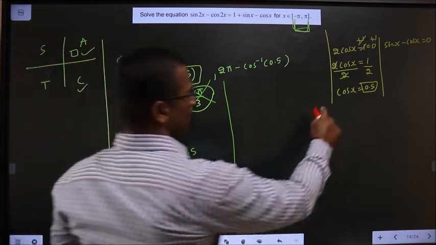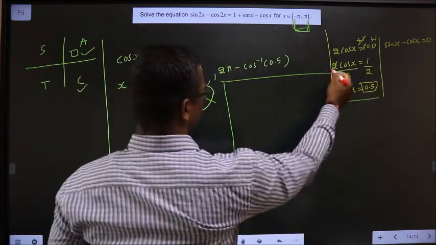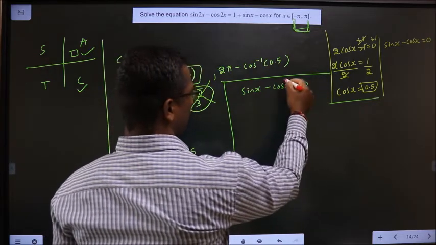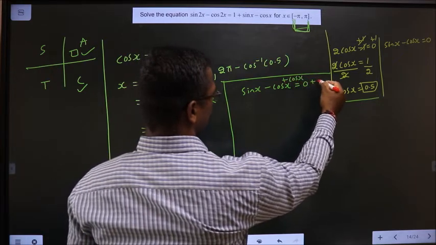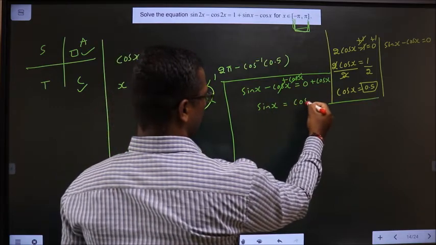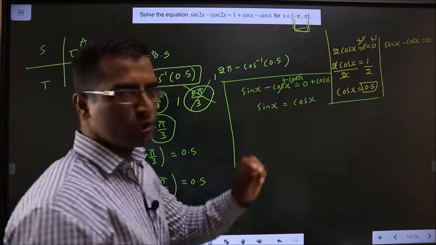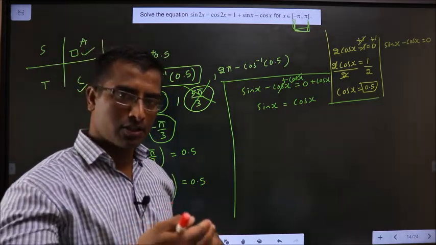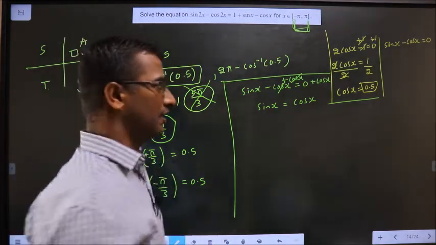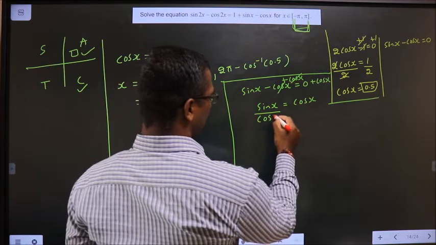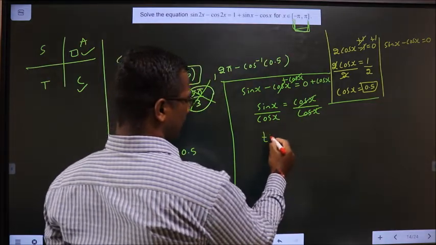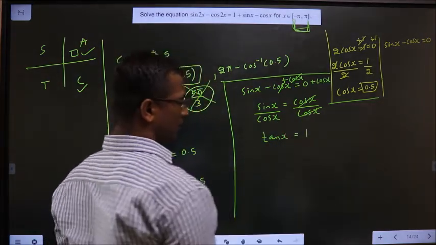Next, we also should solve sin x minus cos x equal to 0. Now add cos x on both sides such that this cancels out. Sin x equals cos x. Here there are two trigonometric ratios. I should convert them into one, then only I can find the values for x. And how do I convert it? See, divide by cos x on both sides. When I divide sin by cos, take it to be tan x equal to 1.